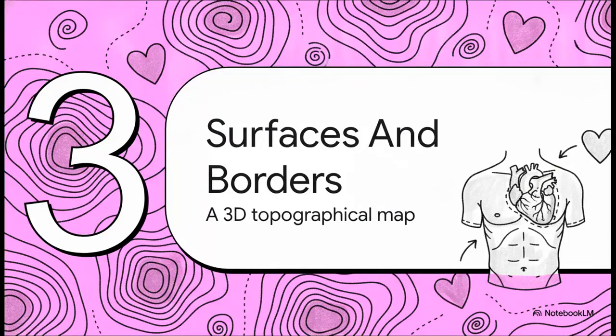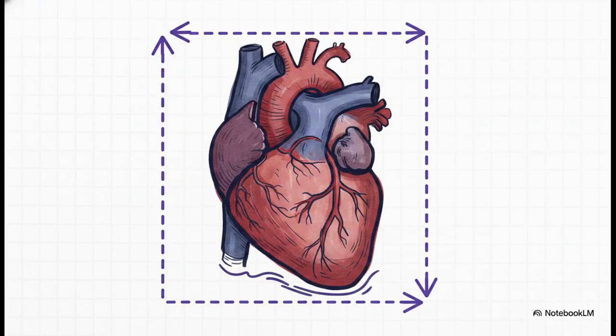Section 3. Mapping surfaces and borders. A 3D topographical map. By defining these specific borders, physicians can literally draw the outline of the heart right on a patient's chest. Construct this mental square with me. It's pretty neat. The right border is a nearly vertical drop between the 2 great veins, the superior and inferior vena cava. The inferior border runs almost horizontally along your diaphragm, sweeping from that inferior vena cava all the way over to the apex. The left border swoops up from the apex to the left auricle.